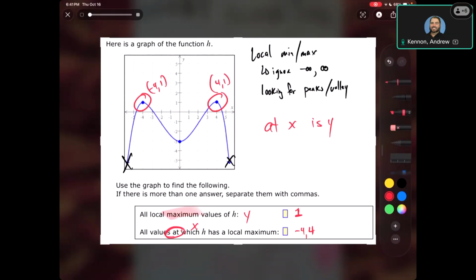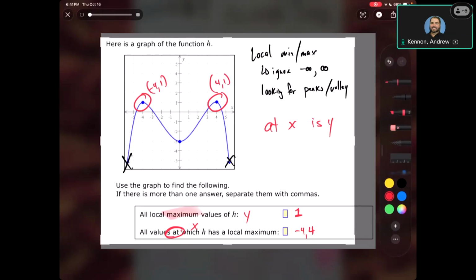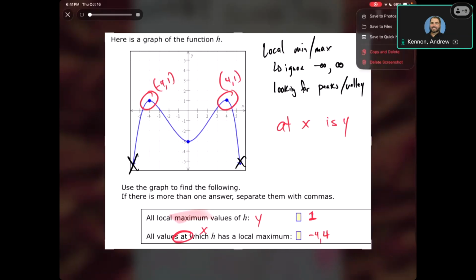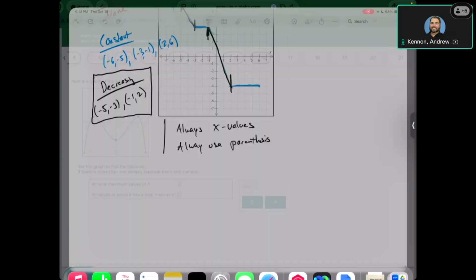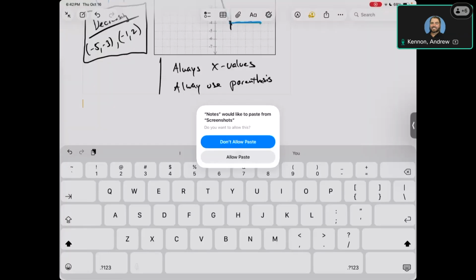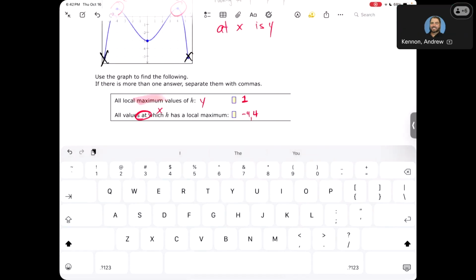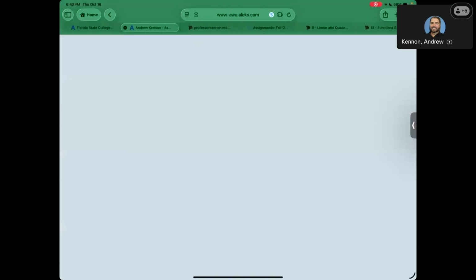So the at tells you where it is. You always use your x for that. And the is, your y value, tells you what your actual minimum or maximum is. The other topic that they talk about is called absolute, and there you actually look at the negative infinity to infinity. But that is not on the test.